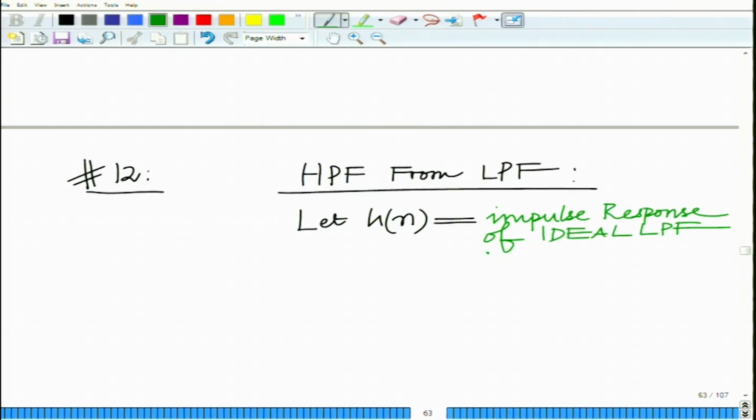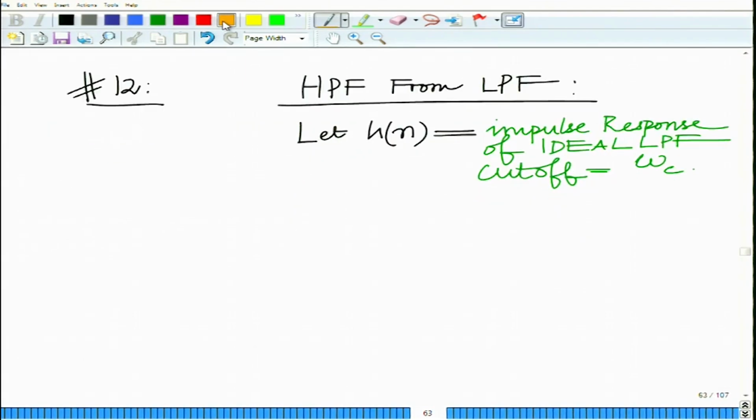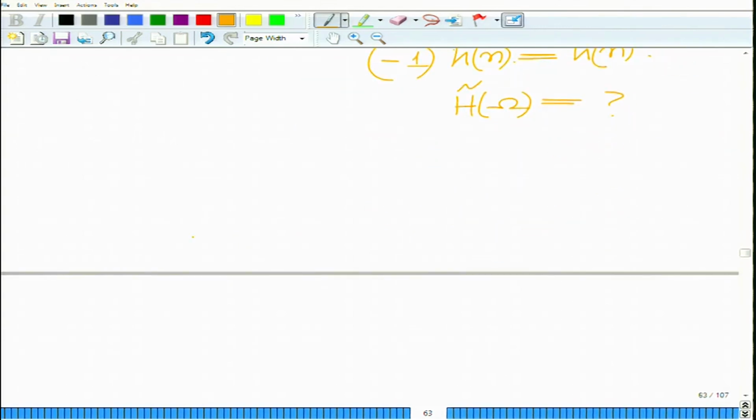and the cutoff equals omega c. Remember, every ideal low pass filter will have a cutoff frequency. Now, what we want to do is we want to consider minus 1 to the power of n times h[n]. Let us denote this by h tilde[n], and we want to demonstrate that this is in fact a high pass filter. So, our question is, what is h tilde of omega?